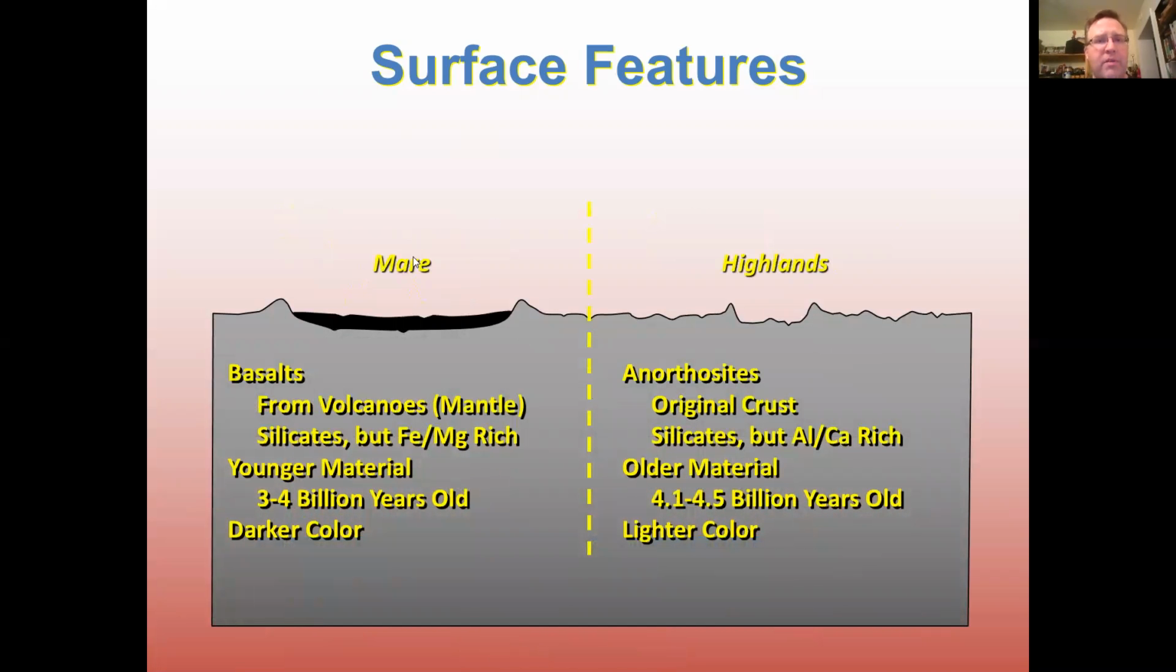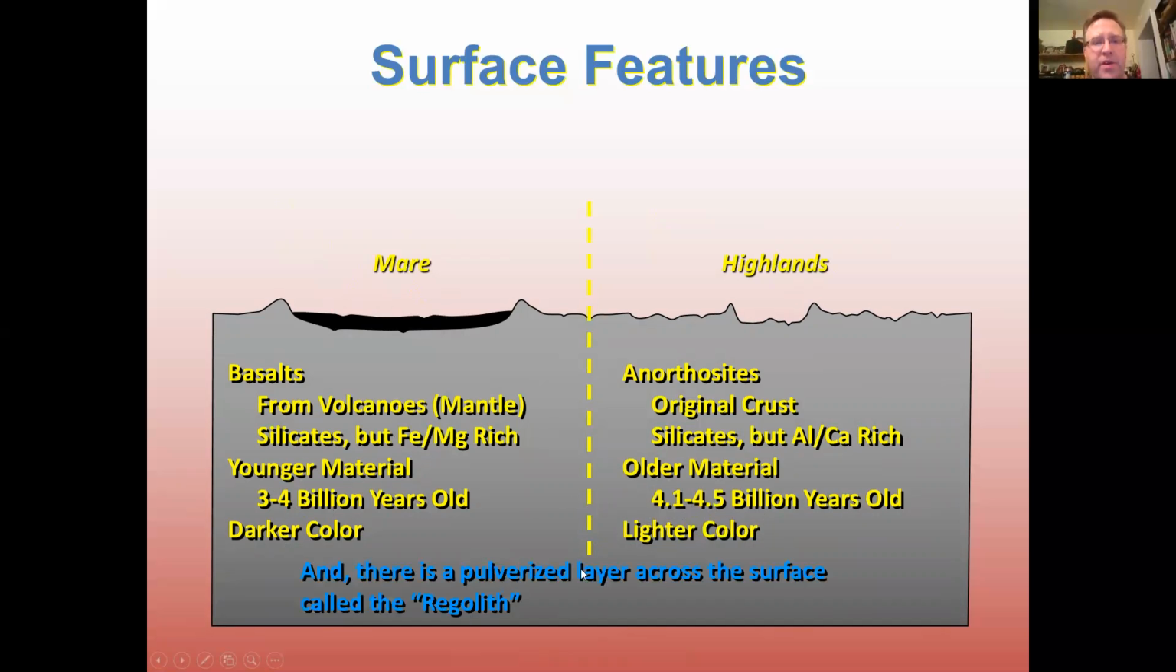So when we talk about the maria, they're made up of basalts, and they're typically younger material, about 3 to 4 billion years old. And the highlands are made up of things we refer to as anorthosites, silicates, which are basically sand, but with lots of aluminum and calcium in them, as well as potassium and some other things. So this is an older material, probably about 500 million to 1 billion years older than what we see in the maria. So the maria clearly indicates to us it's a younger material. We know the age from radioactive dating.